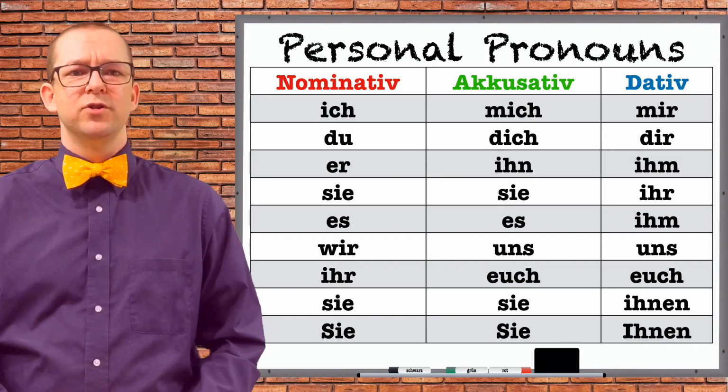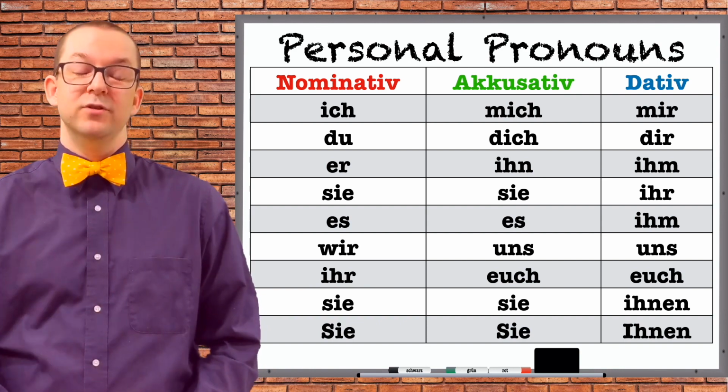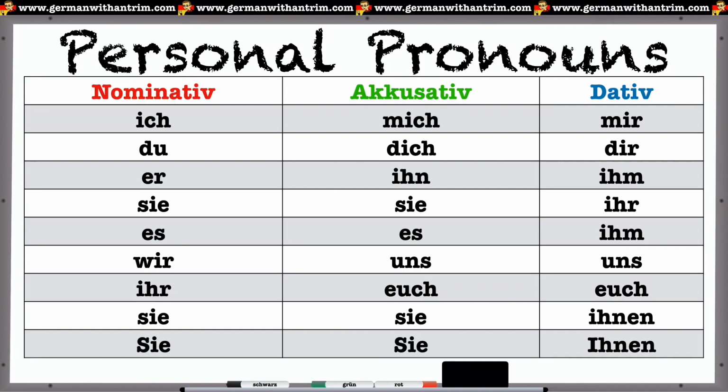Now that you know what the personal pronouns are in the dative case, you can make a chart like this one if you're one of those students who likes charts. Ich becomes mich in the accusative and mir in the dative. Du becomes dich in the accusative and dir in the dative. Er becomes ihn in the accusative and ihm in the dative. Sie stays sie in the accusative but becomes ihr in the dative. Es remains es in the accusative but becomes ihm in the dative.